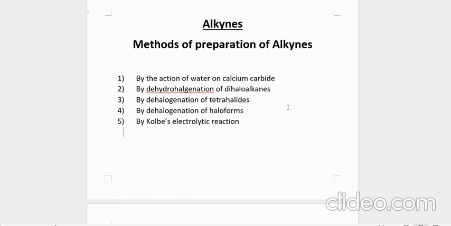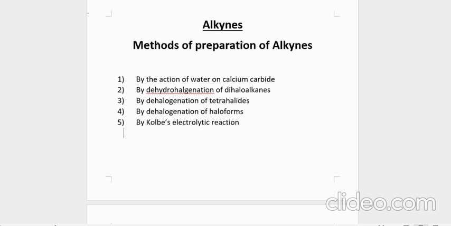Now we are going to do methods of preparation of alkynes from the chapter alkynes. In that we have total 5 reactions. The first reaction is by the action of water on calcium carbide. Second one by dehydrohalogenation of dihaloalkanes. Number 3 is by dehalogenation of tetrahalides. Number 4 is by dehalogenation of haloforms. And the last reaction, that is fifth, is by Kolb's electrolytic reaction.